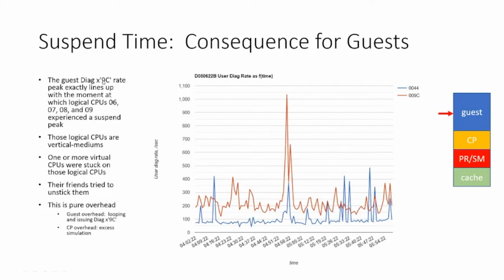The use of that API called Diagnose 9Charlie is journaled in our monitor data, and we can see that right here, one or more of the virtual processors of this guest experienced a peak in its use of Diagnose 9Charlie, and we can trace this exactly to the fact that the logical processor on which that guest was running was suspended. I've got over here on the left-hand side, one or more virtual CPUs of this guest were stuck on logical CPUs that were experiencing suspend time, and their friends, their brethren virtual CPUs in that guest, tried to unstick them. 9Charlie is a terrific source of overhead, right?